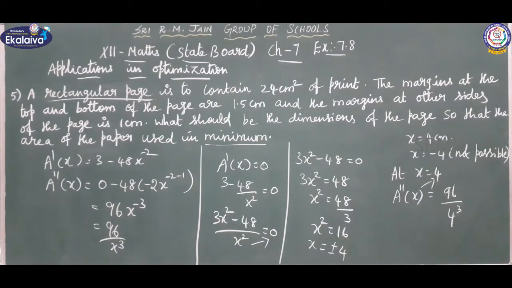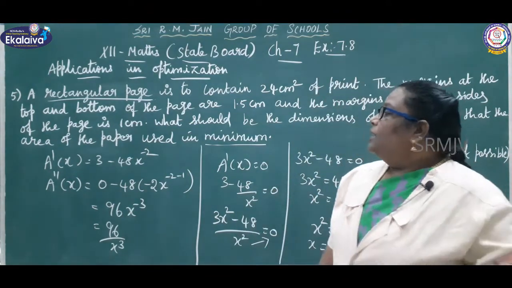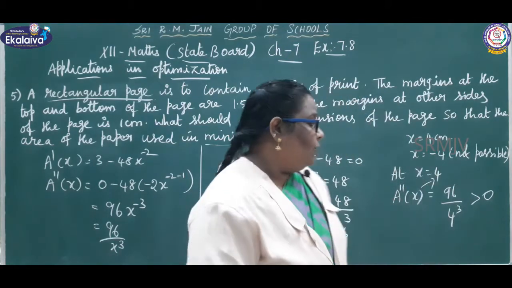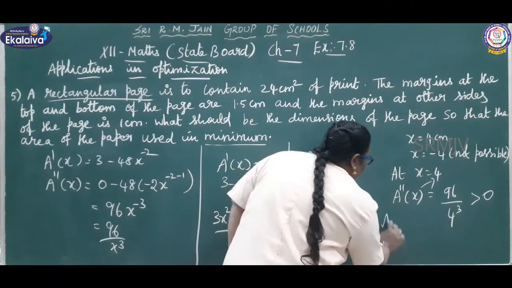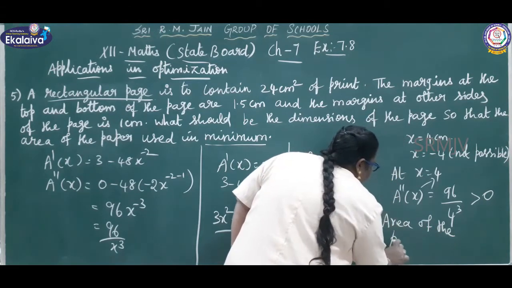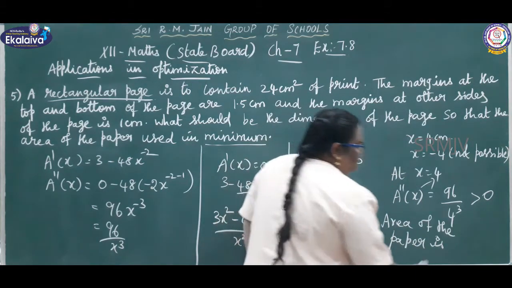You don't need to simplify the term. You can check whether it is a positive value or negative value. So, 96 by 4 cube is greater than 0. If it is positive, the area is minimum. Therefore, the area of the paper is minimum.